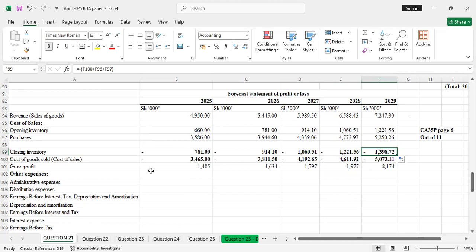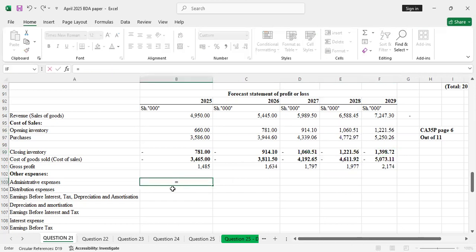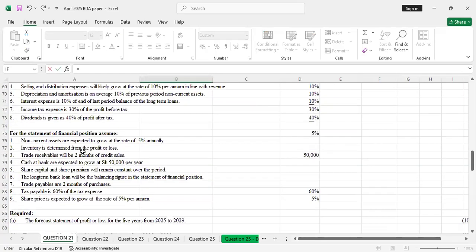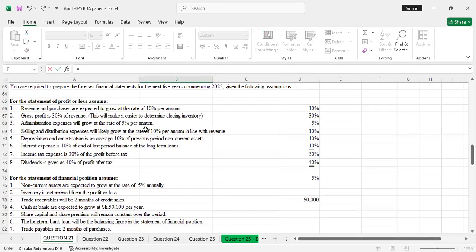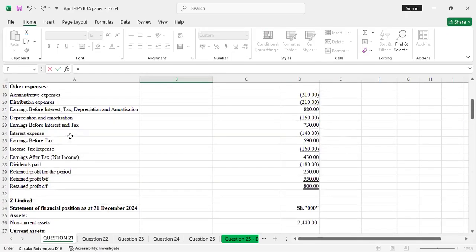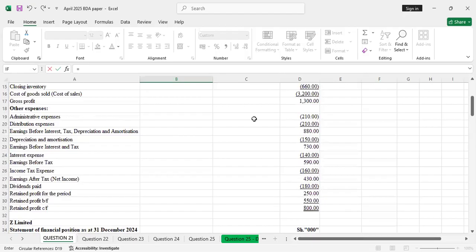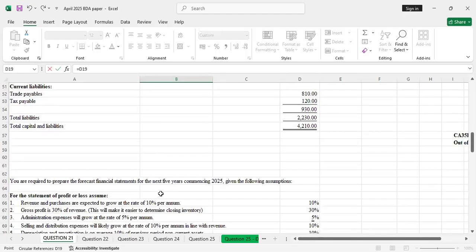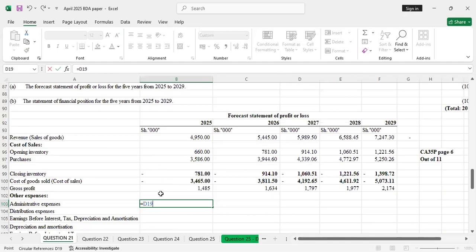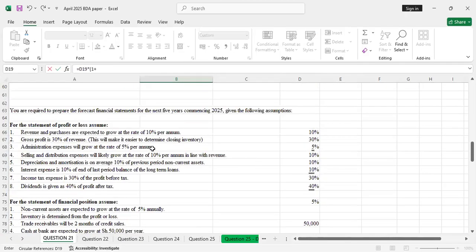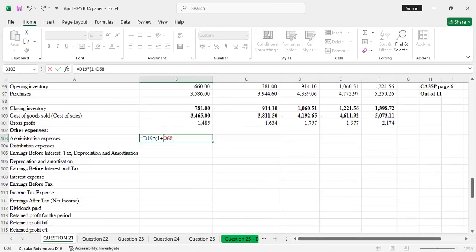So I'll go to other expenses. I'll go to administrative expense, and we're told that administration expense will grow at the rate of 5% per annum. So I'll go to the previous year. Administrative expenses was this value there. So I'll multiply by bracket 1 plus the growth rate, which was 5%. That 5%, I'll lock it completely because it will be constant all through.